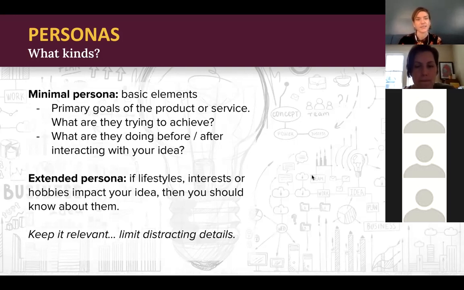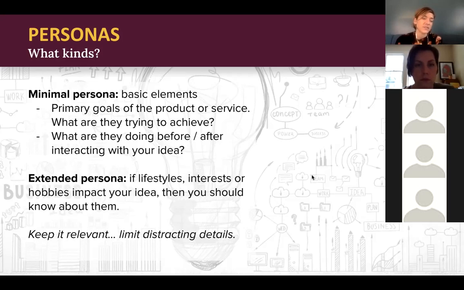I'll show you more on the next slides, who they are, give them some basic demographics, and really focus on what they're trying to achieve, those relevant, basic things about what they're doing, just paint a basic picture. The extended persona can really include a lot more. And this is where the slippery slope can start if you're not careful and you're having a little too much fun. But you can include the lifestyles, interests, hobbies, other sorts of characteristics that might impact your idea or how that persona relates to your idea.